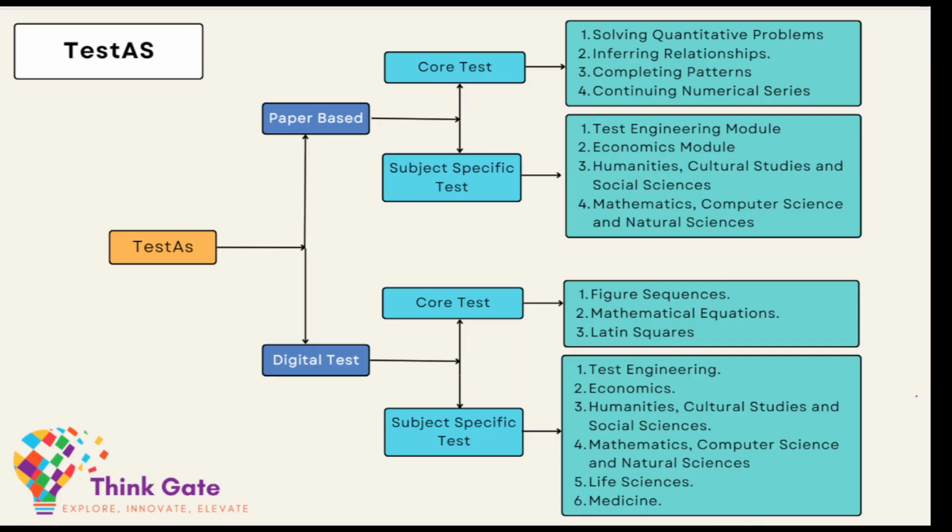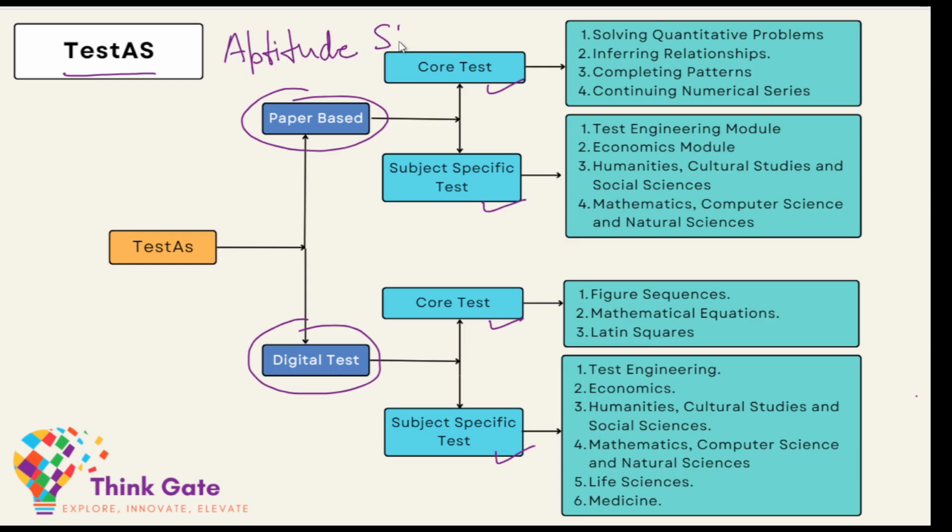Before we proceed ahead, let's discuss the structure of the TestAS exam. There are two types of TestAS options available to us. First is paper-based and the second is the digital test. Both have two modules: the core test module and the subject-specific module. The core test basically tests your aptitude skills, meaning how well you can perform when a particular task is given to you. We'll try to understand more about aptitude with examples after a few minutes.